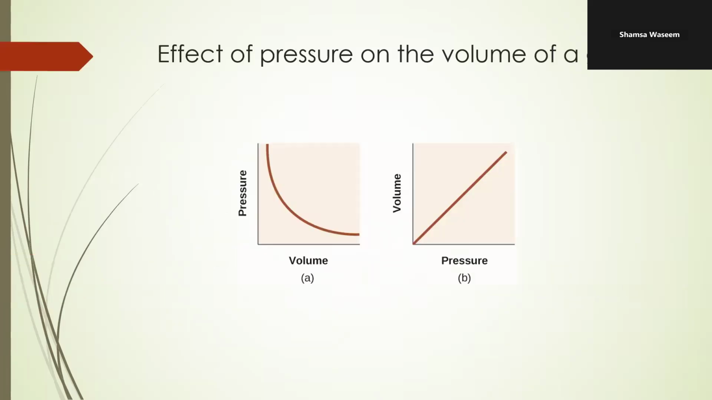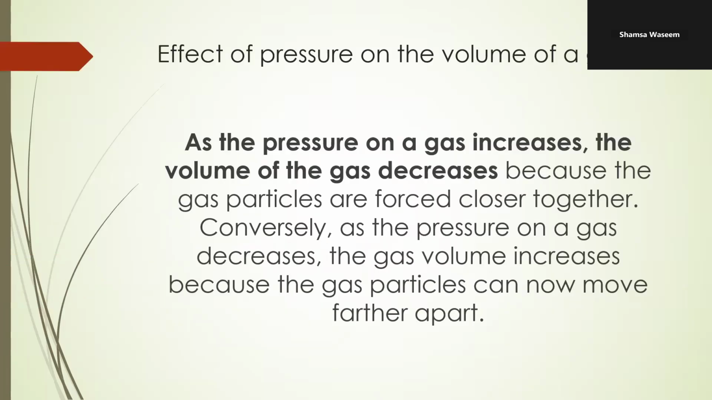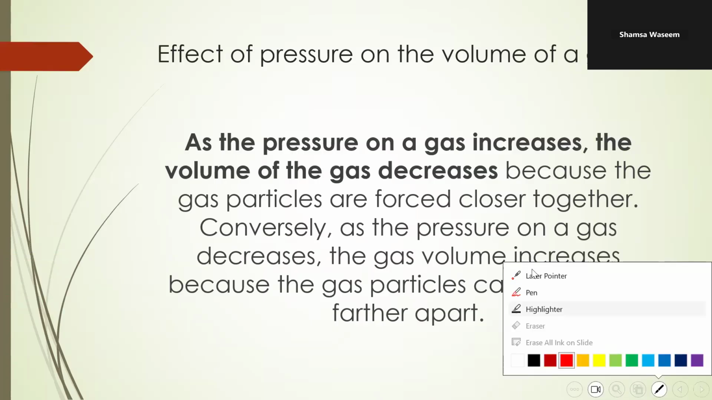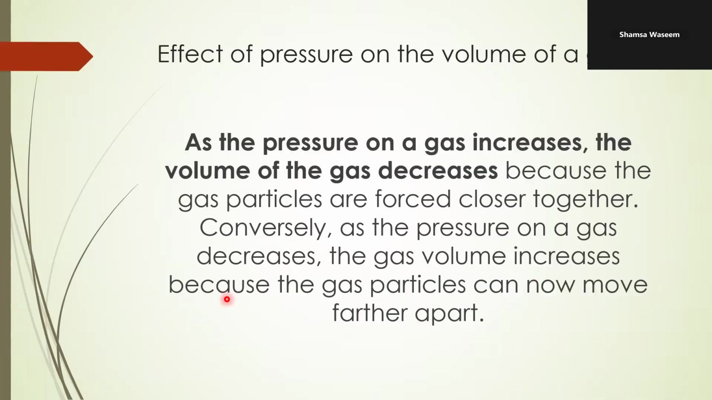So let's see. Now, what is the effect of pressure on the volume of gas? Gases can be compressed. So what happens when you compress the gases? As you increase the pressure on a gas, the volume of the gas decreases because it can be compressed. What is the reason behind it? Because the gas particles are forced closer together.